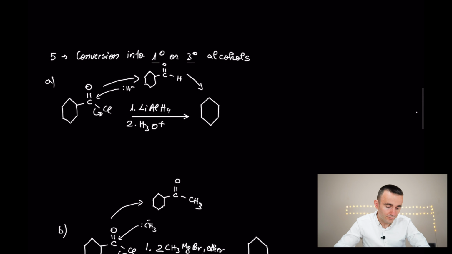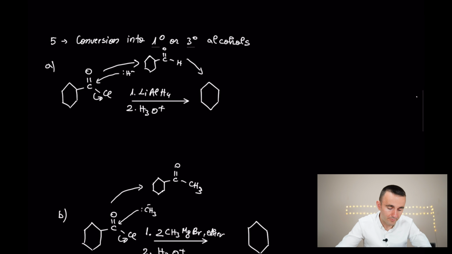Right? Let's move to conversion into primary or tertiary alcohols. Primary is possible with lithium aluminum hydride. In this case, it goes through two stages. Consider lithium aluminum hydride as a hydride that attacks straight to the carbon at the carbonyl, and it goes in two steps. First the aldehyde, and after that it converts to the alcohol, a primary alcohol.